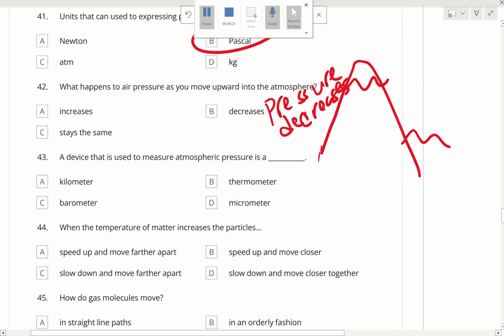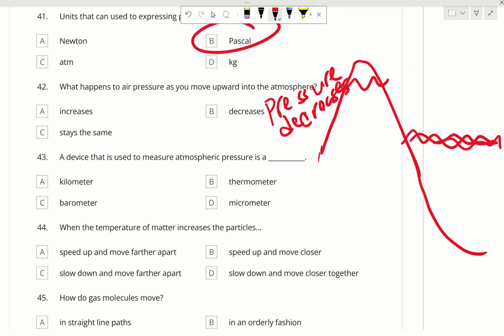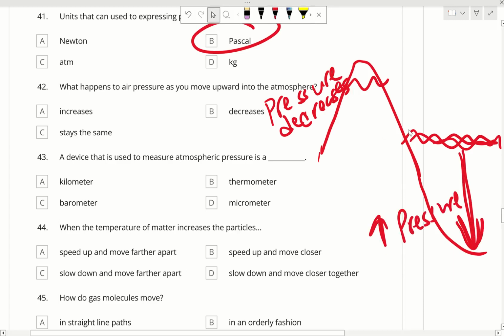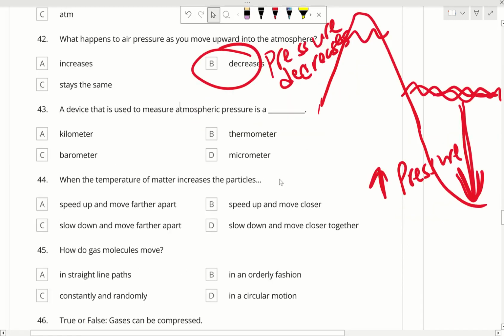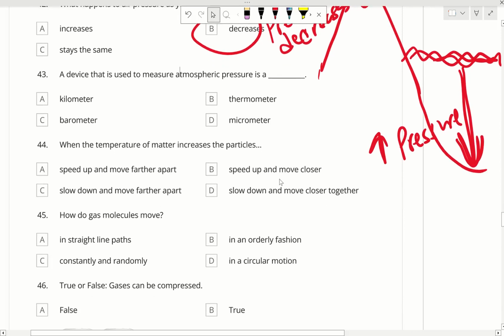And if I were to go below sea level, the lower I go, the more increase there is in pressure. So what happens to air pressure as you move upwards? If you go upwards into the atmosphere, the pressure decreases. A device that is used to measure atmospheric pressure is a barometer.